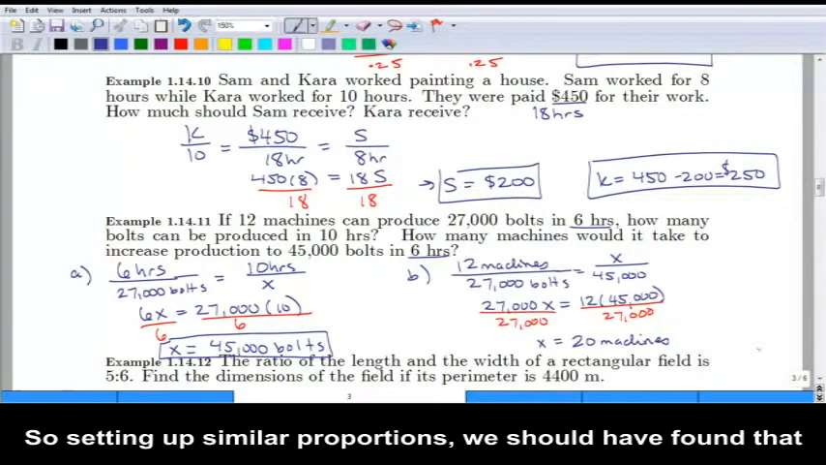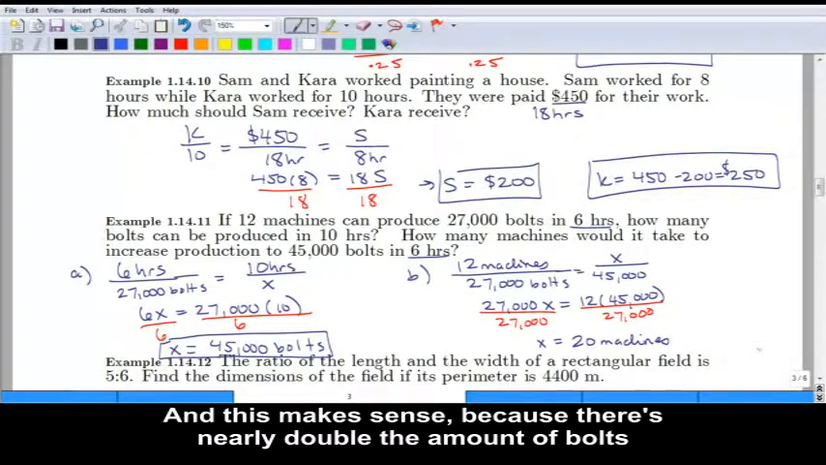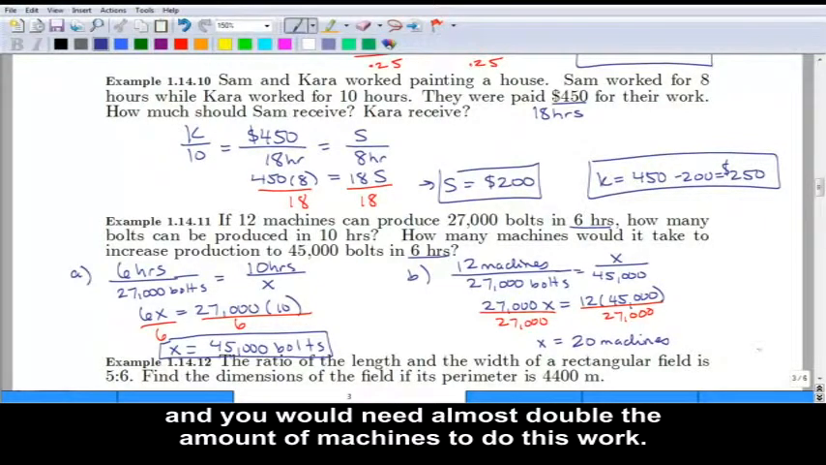So setting up similar proportions, we should have found that we need 20 machines to increase production of 45,000 bolts in 6 hours. And this makes sense because there's nearly double the amount of bolts and you would need almost double the amount of machines to do this work.